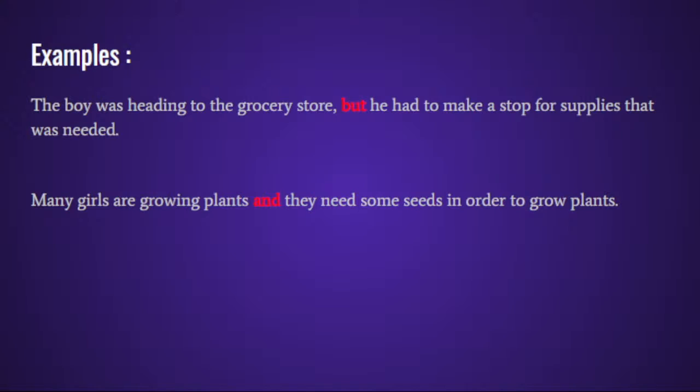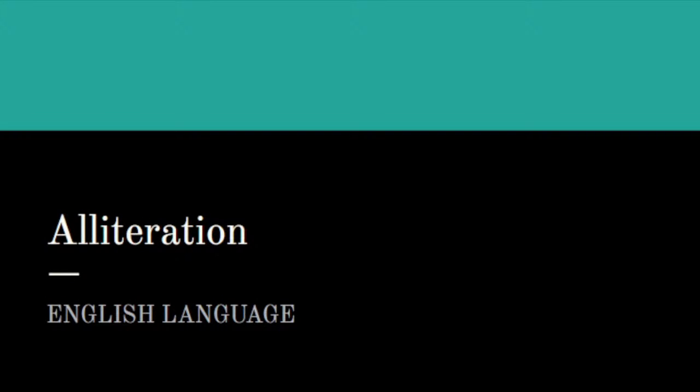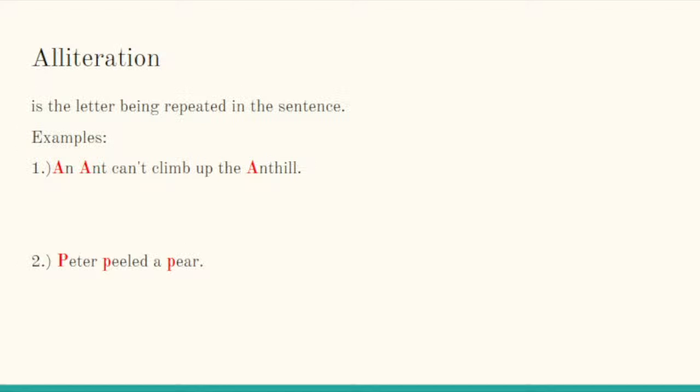Next is about alliteration. A review from a few months ago live stream. Now, what we know about alliteration already is the letter that is being repeated in the sentence, such as for the example, an ant can't climb up an anthill. And in this sentence, the letter A is being repeated in the sentence.